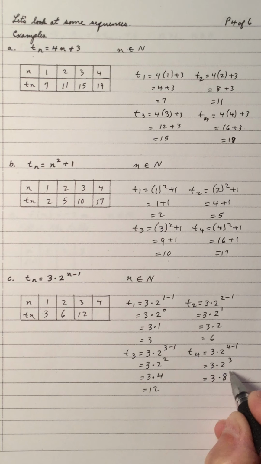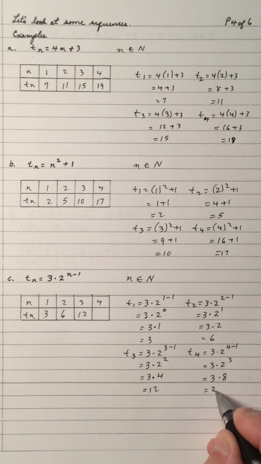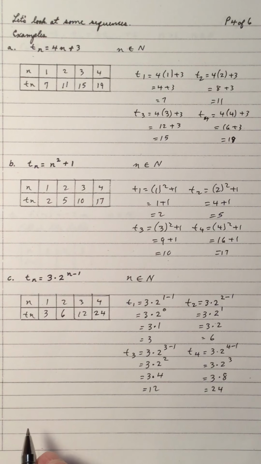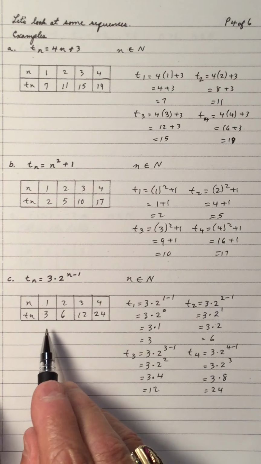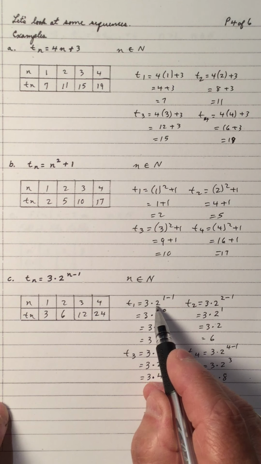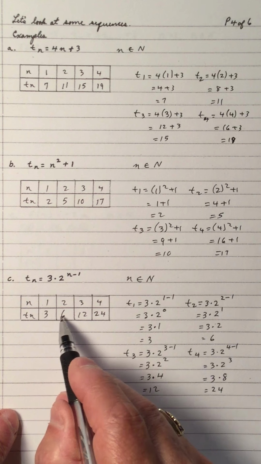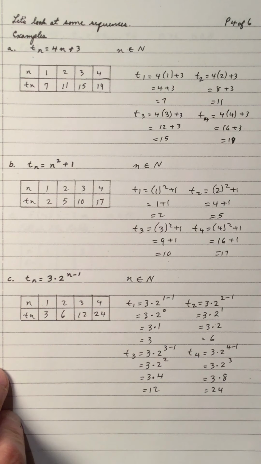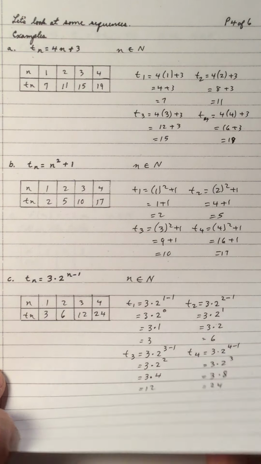That gives us 2 cubed. It's 2 times 2 times 2. It's not 2 times 3 is 6. It's 2 times 2 times 2, 8. So that gives us a 24. And if you notice, we're starting with 3 and we have a 2 as the base, so that's a doubling. 3 times 2 is 6, 6 times 2 is 12, 12 times 2 is 24, so we're doubling each term as we go.